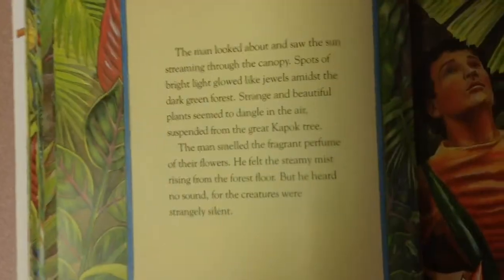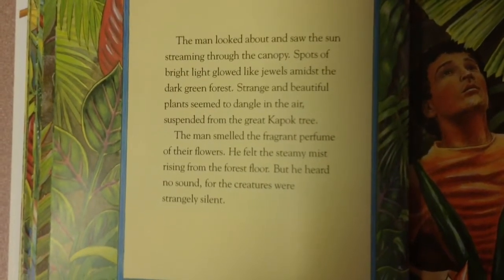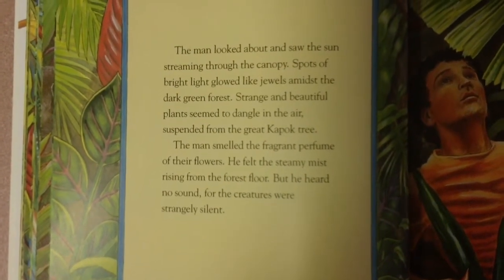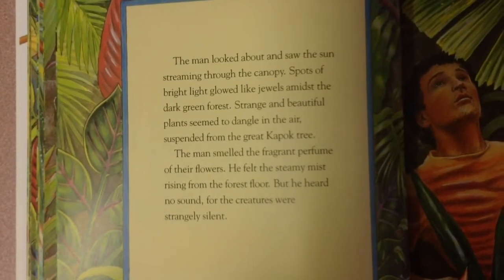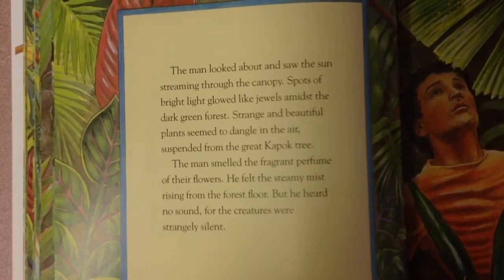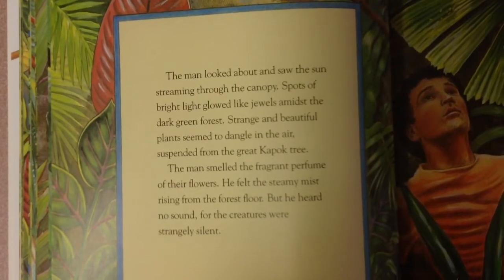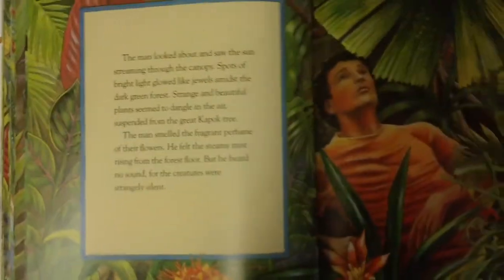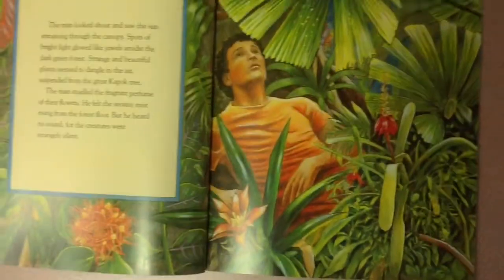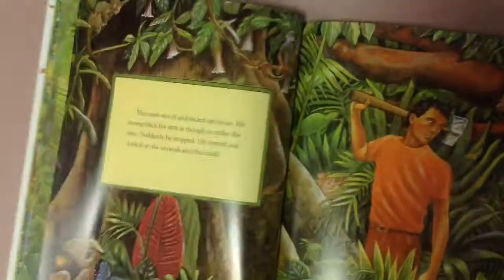The animals have gone away. The man looked about and saw the sun streaming through the canopy. Spots of bright light glowed like jewels amidst the dark green forest. Strange and beautiful plants seemed to dangle in the air, suspended from the great kapok tree. The man smelled the fragrant perfume of their flowers. He felt the steamy mist rising from the forest floor, but he heard no sound, for the creatures were strangely silent. And absent, too. Absent from the photo, meaning they're not here. Where did they go? Back to their spots, maybe?